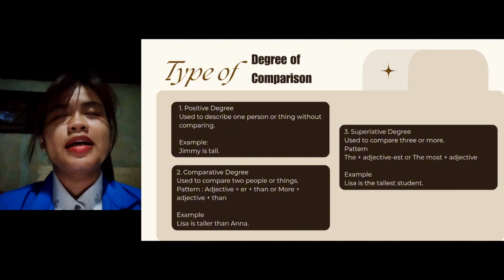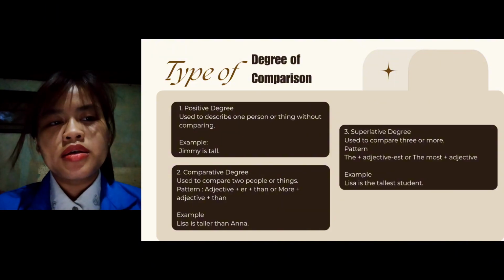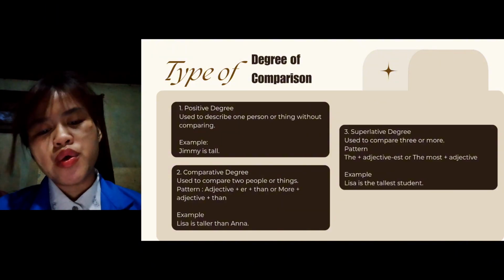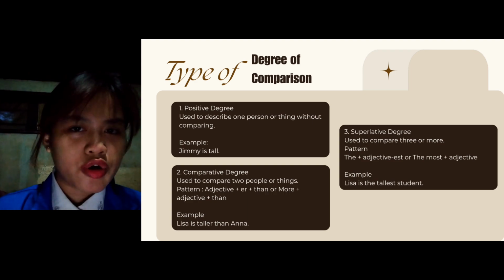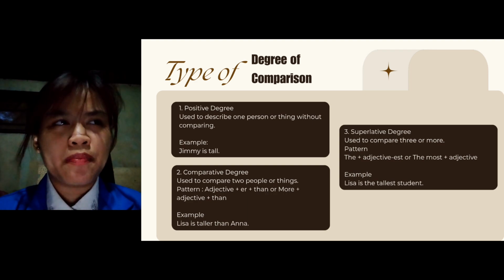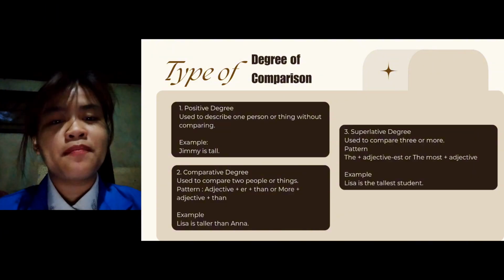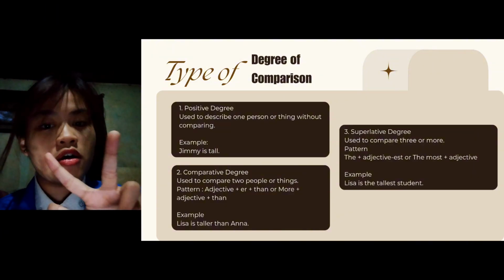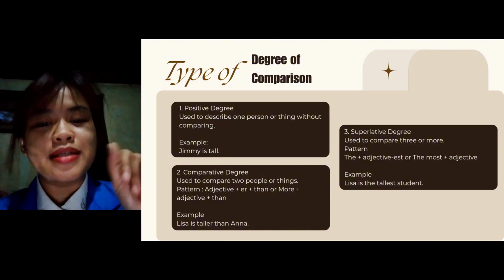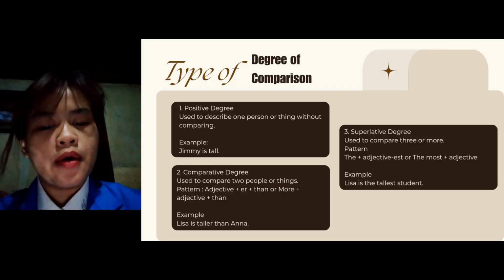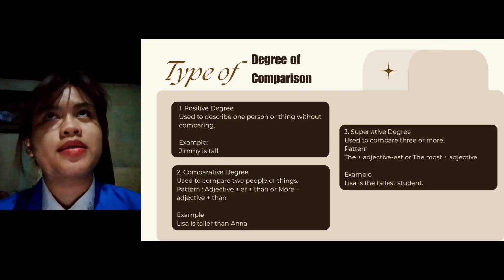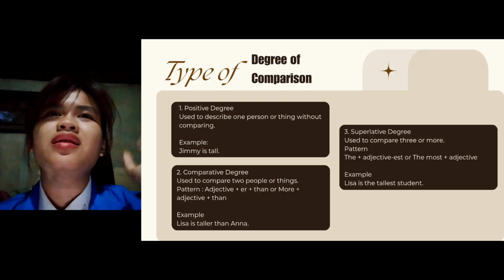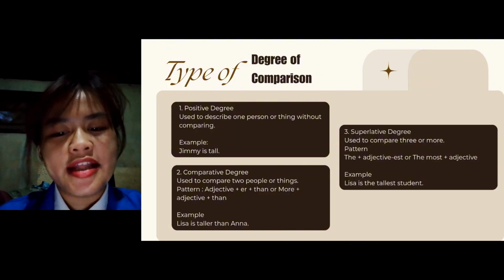The second is comparative degree. Comparative degree is usually used to compare two people or things with the pattern adjective plus er, and then than, or more plus adjective plus than. For example, Lisa is taller than Anna.